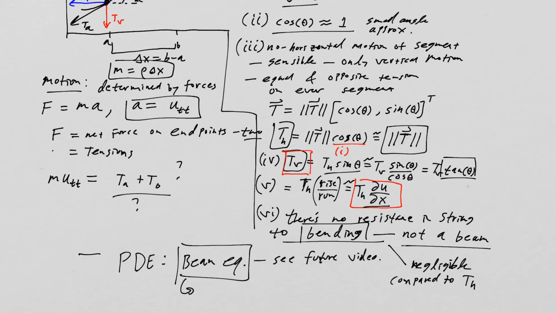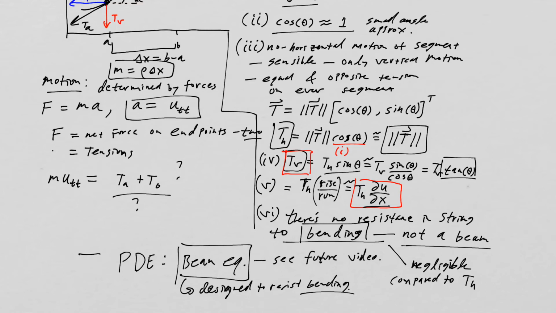Beams, on the other hand, are designed to resist bending. In fact, that's their primary job, you can think of, is to resist bending. So there are other equations that model that type of situation, but this particular model does not have that force in it. There is no bending force.